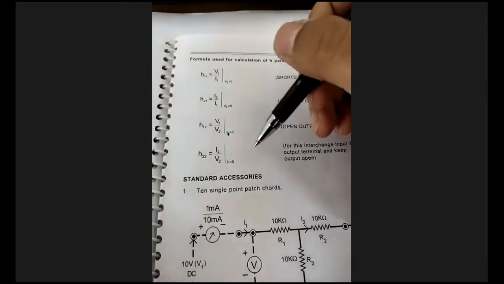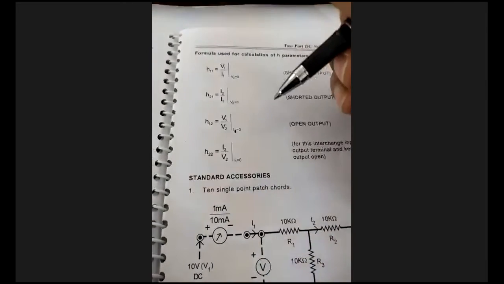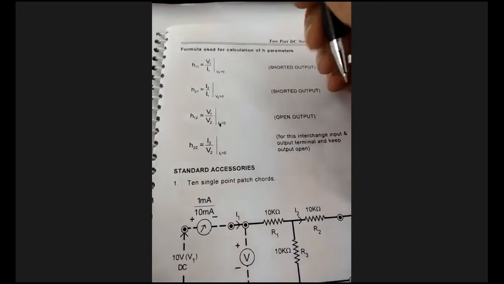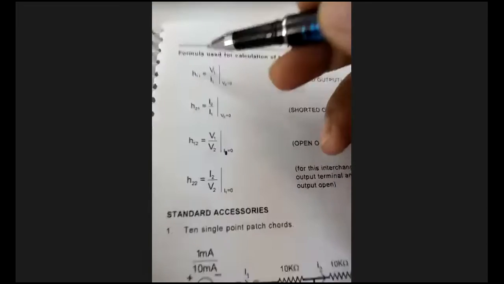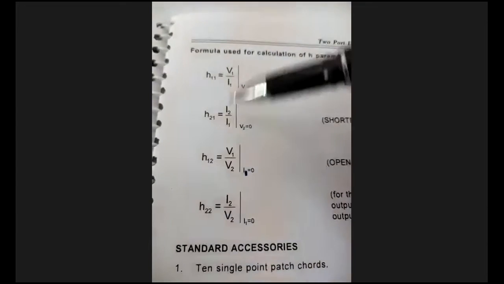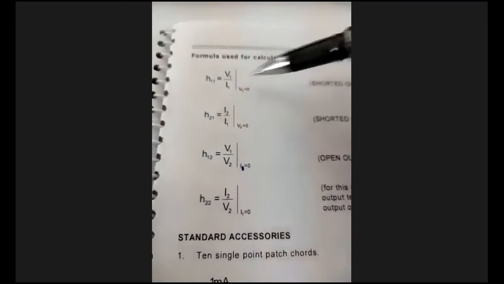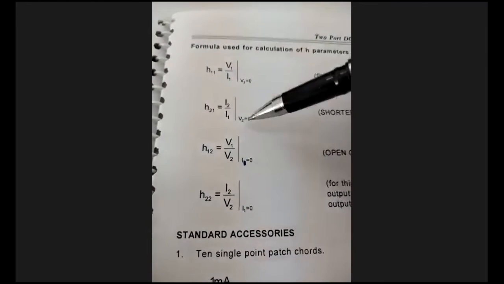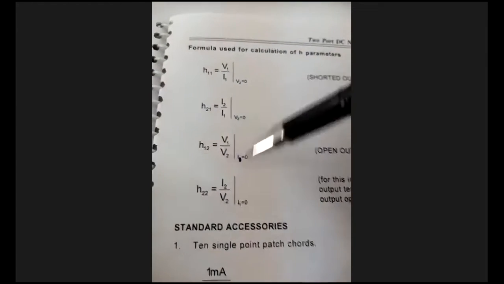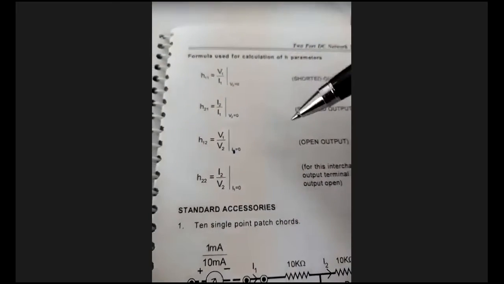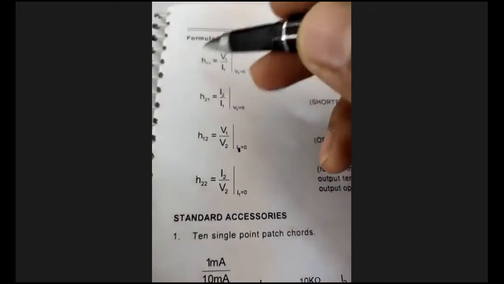Till now, any doubt? If you have any doubt, you can ask me. So our aim is to find h11, h21, h12 and h22 by satisfying two conditions: V2 equal to 0 for the first two, and I1 equal to 0 for the last two.